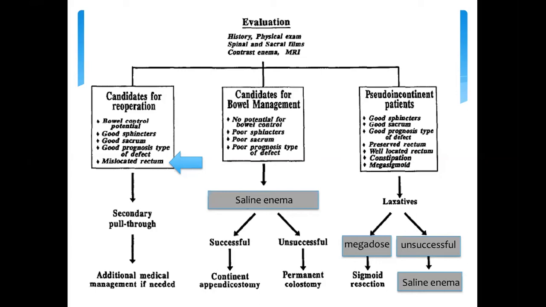of life. On the contrary, the other group who have good sphincter, good sacrum, and a type of defect that has a good prognosis, and their surgery was done very well, either they come to you with frank constipation, or they present with soiling, which is pseudo incontinence. For this group, we start a regimen of laxatives. Interestingly, in this group, they might need a high dose of laxatives.